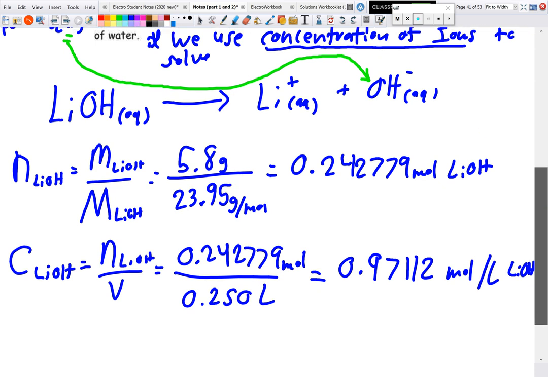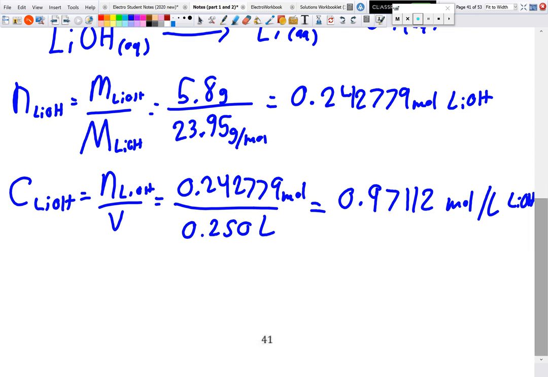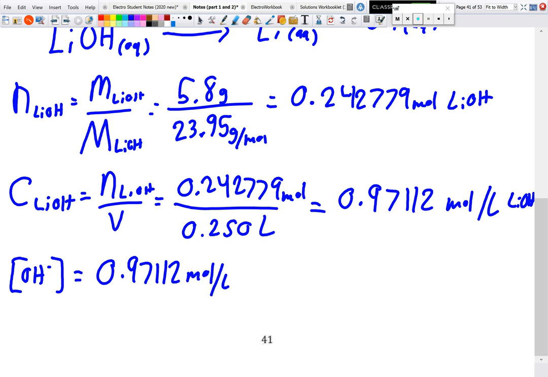So now that we have the concentration of lithium hydroxide, I'm just going to have to scroll down, we get the concentration of hydroxide. This is where we do our concentration of ion step, is equal to our 0.97112 moles per liter of LiOH, and we're going to have to multiply this by our conversion factor. Now, we want to get rid of LiOH, lithium hydroxide, so that shows up in the denominator. We want our hydroxide ion, that's in the numerator.